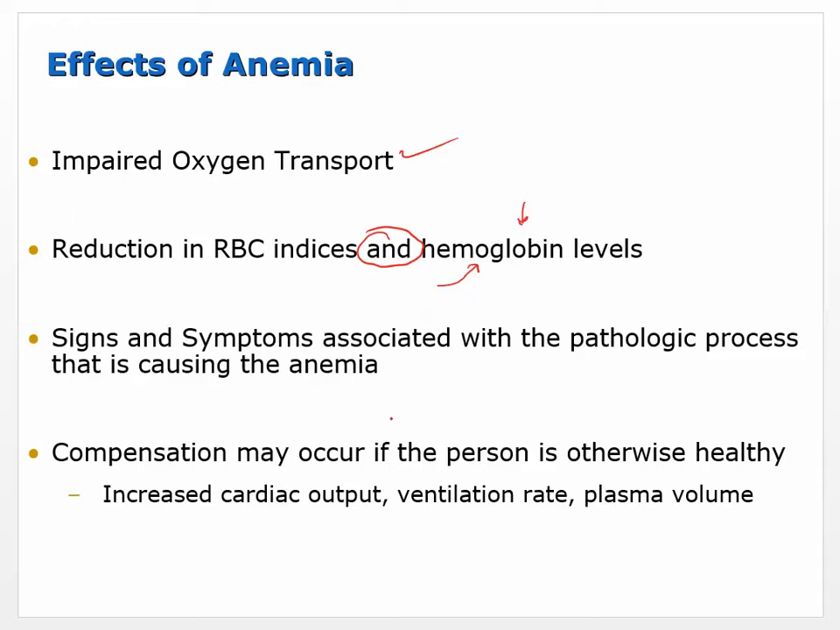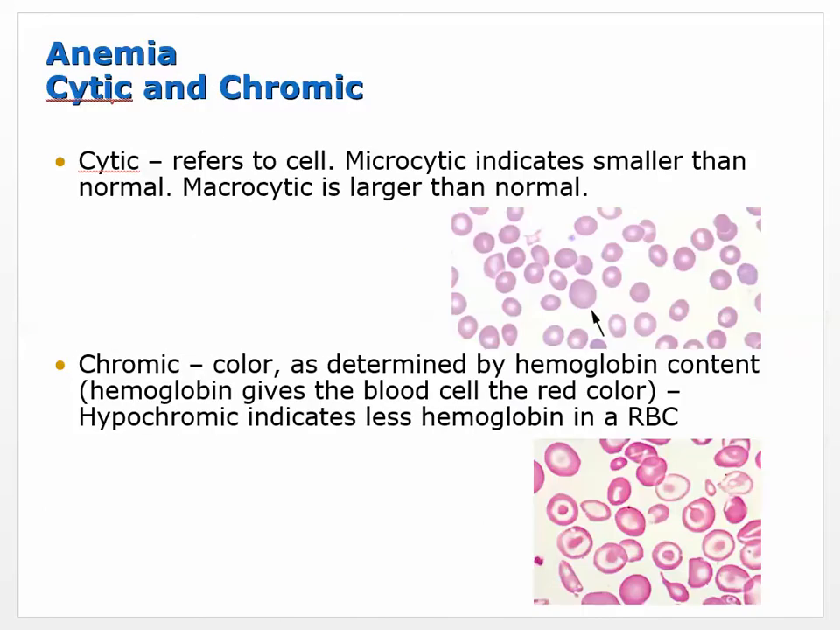You can compensate up to a degree. If you're not making enough red blood cells, all you have to do really is breathe faster, and your heart needs to beat faster to circulate the red blood cells that you have. So you'll see an increase in cardiac output and an increase in ventilation rate. You may increase plasma volume, so thirst, those kinds of things will happen to get more volume in there. Your body is trying to compensate for that lack of blood volume, lack of red blood cells, lack of hemoglobin.